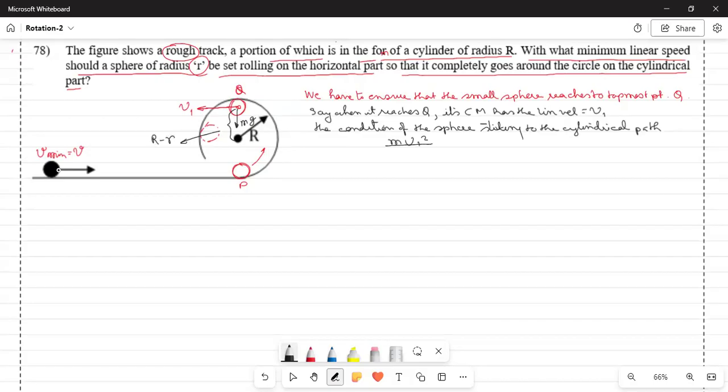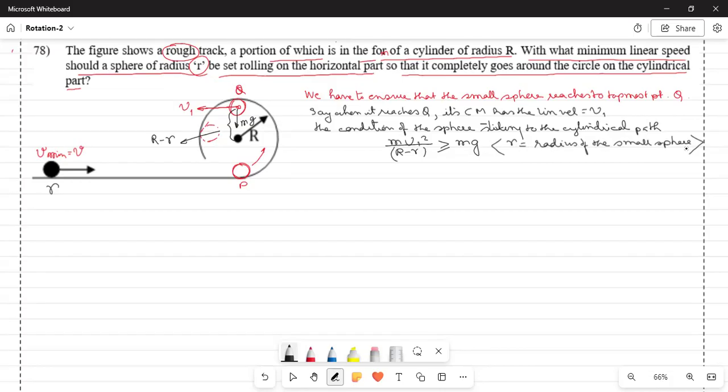What is small r? We have considered small r is the radius of the small sphere. So mv1 square divided by capital R minus small r must be more than or equal to mg, taking small r as the radius of the small sphere.